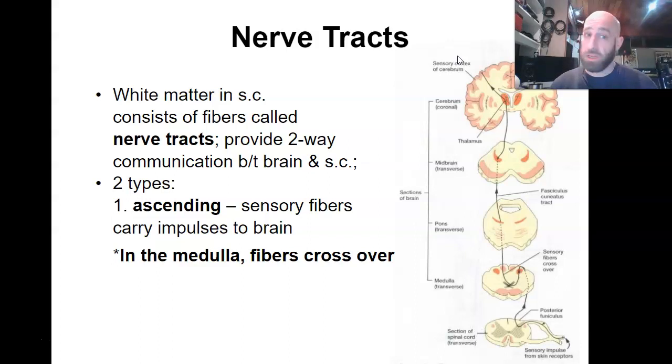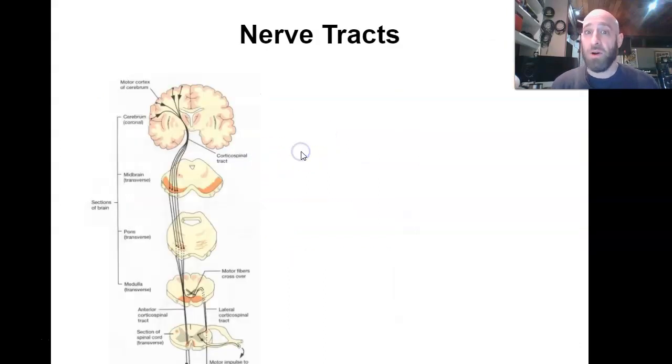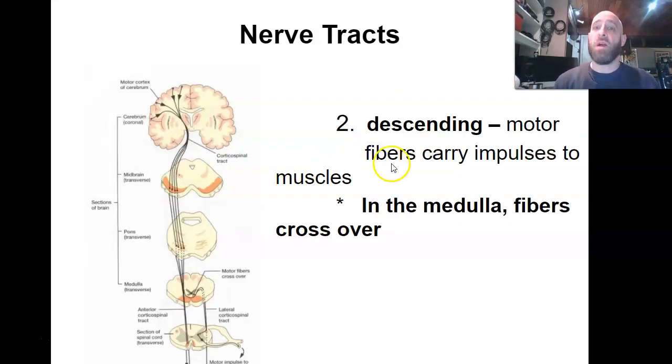We don't know why, but it is what it is. Our fibers, as they travel up, cross over at the medulla oblongata to the other side, except some of them don't. Don't know why. The second type, as you probably figured out, are called descending fibers. These are our motor fibers that carry impulses down to our muscles.